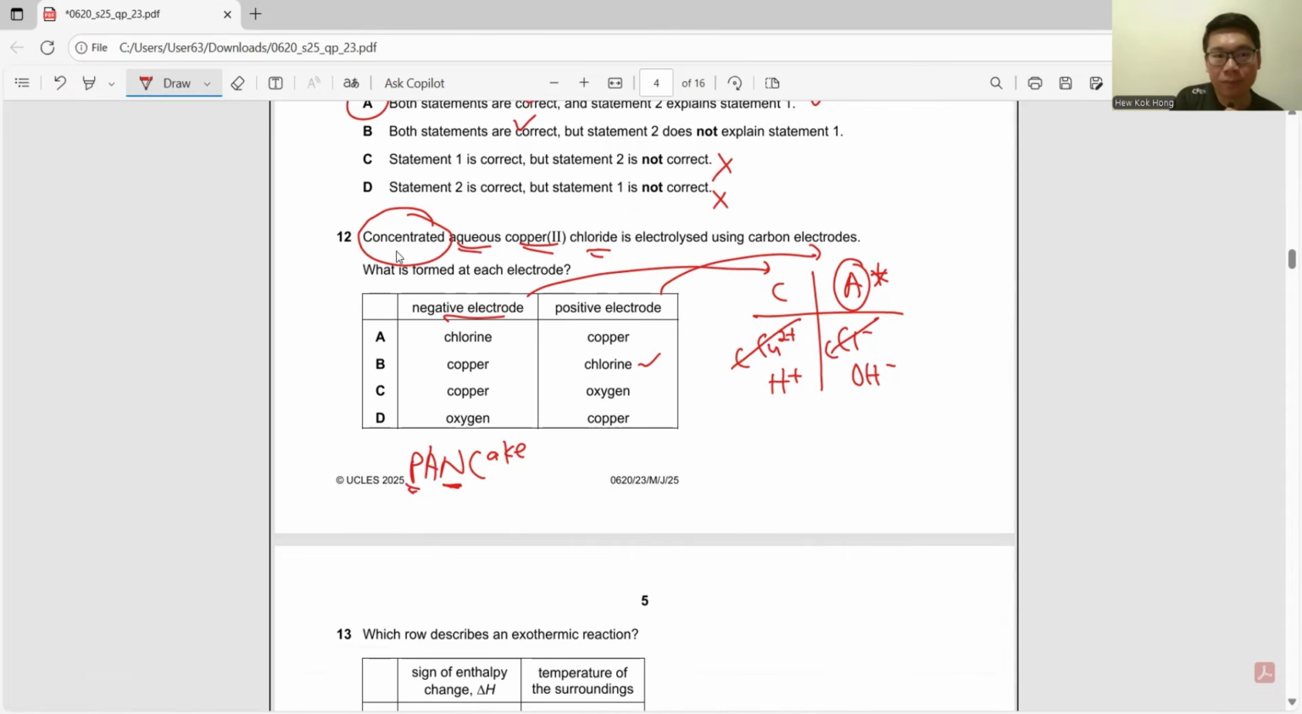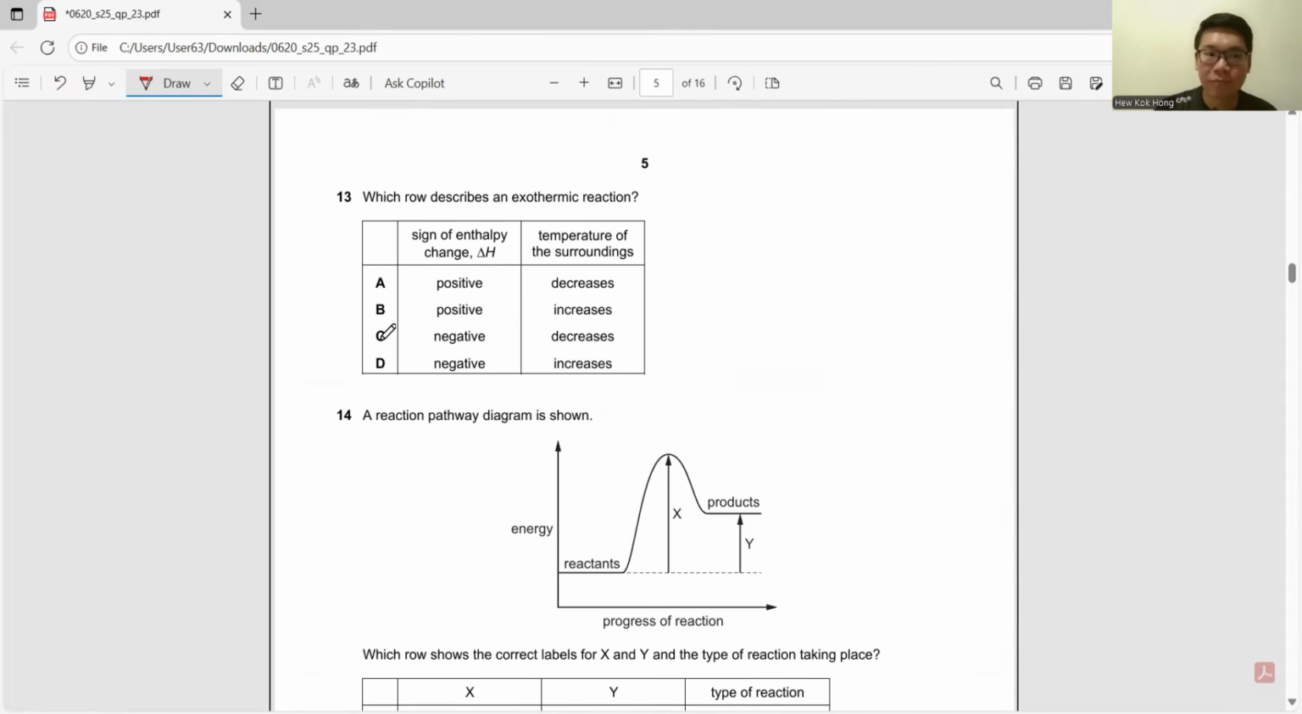So it's copper. Answer is B. 13. Which row describes an exothermic reaction? So an exothermic is like this. The enthalpy change is actually going down, so it's negative. And then the temperature of the surroundings: they release energy themselves. So the surroundings will accept their energy and the outside temperature will increase.